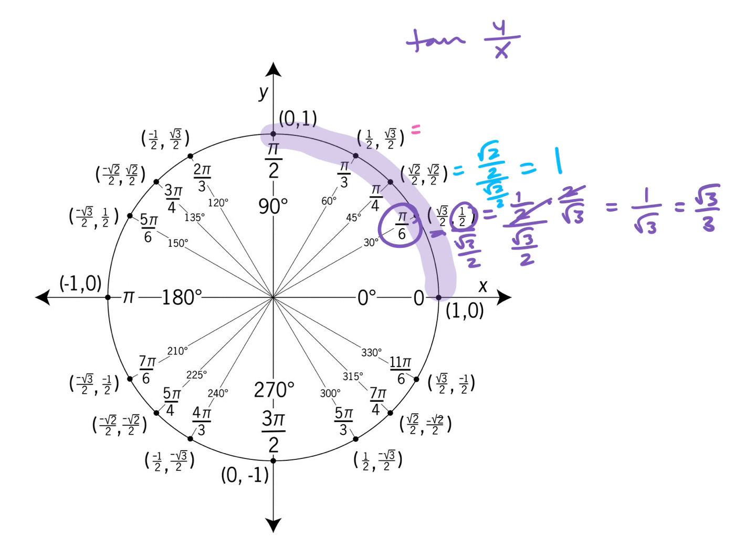And then let's do the third one up here too. So y over x would be square root 3 over 2 over 1/2. Keep, change, flip. So this would be square root 3.